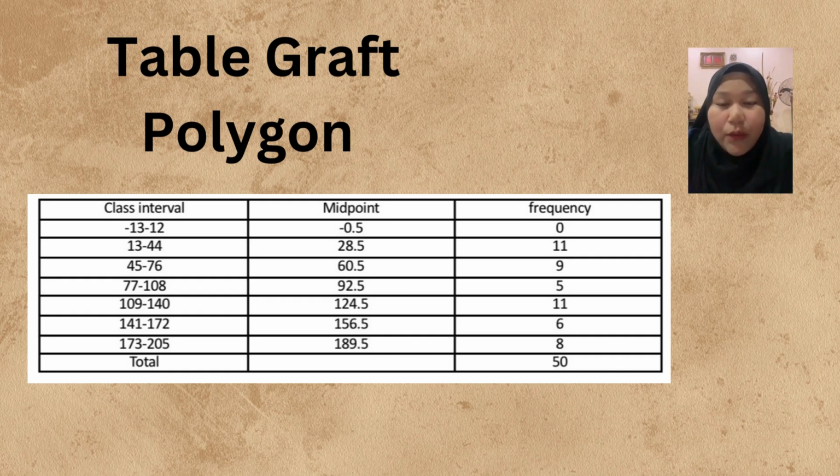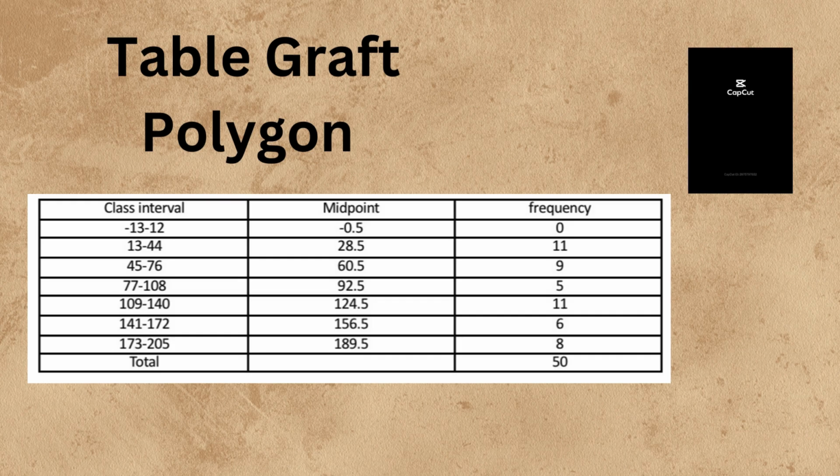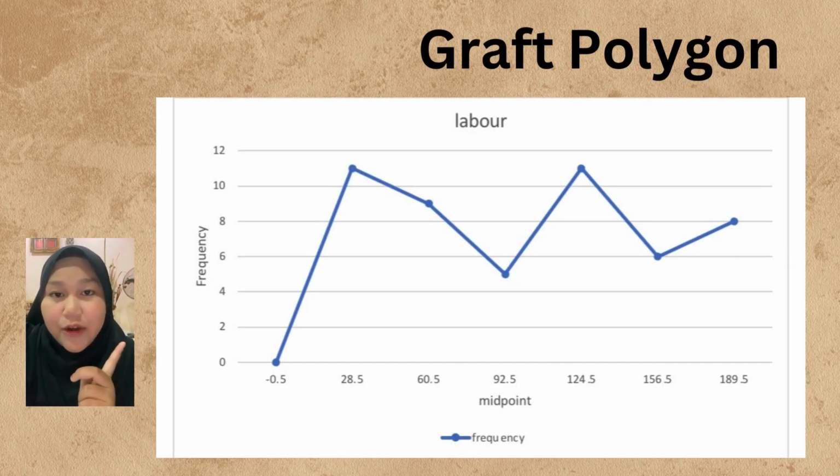Frequency 5. 109 until 140, midpoint 124.5, frequency 11. 141 until 172, midpoint 156.5, frequency 6. 173 until 205, midpoint 189.5, and frequency 8. So the total for frequency is 50. Okay, this is the graph polygon.